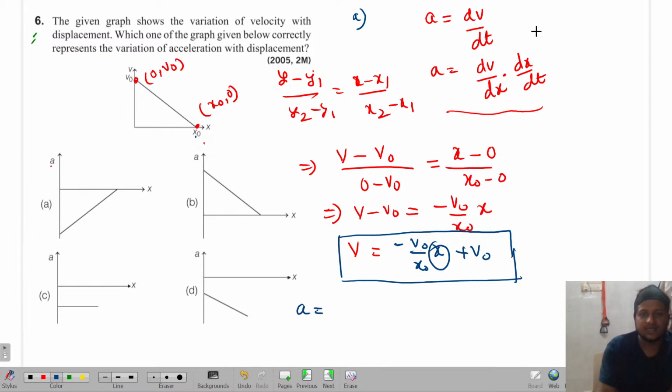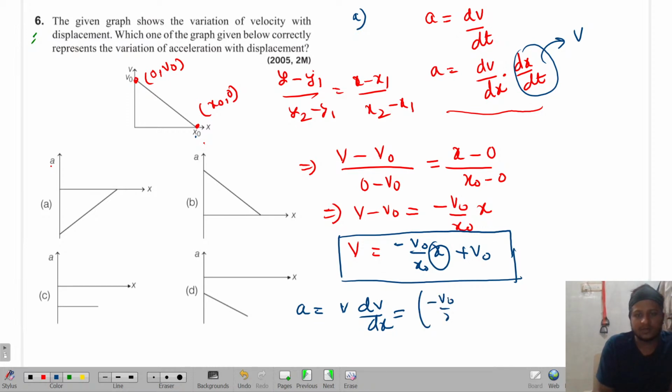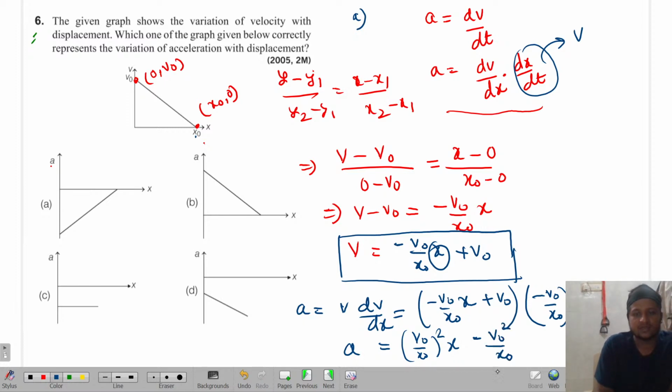Acceleration is what? It is dx by dt, and dx by dt is nothing but it is equal to velocity. So velocity into dv by dx. So velocity is what? Velocity you have got your equation, minus v naught by x naught into x plus v naught. What is dv by dx? dv by dx will be what? Tell me. It is going to be equal to minus v naught by x naught, or not. So what you got is your acceleration relation. It is equal to v naught square by x naught square into x plus minus v naught square divided by x naught.